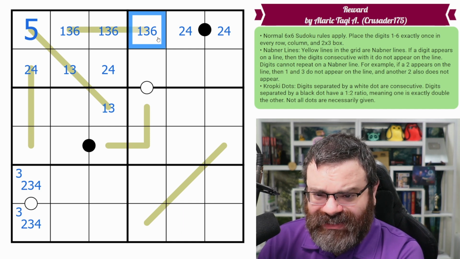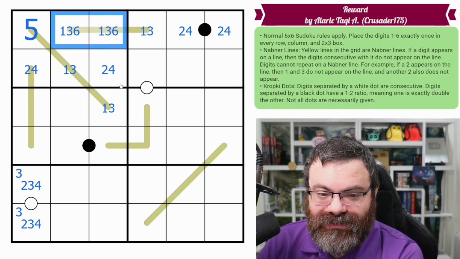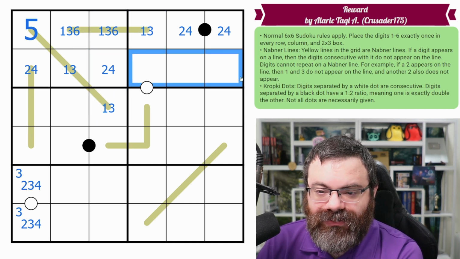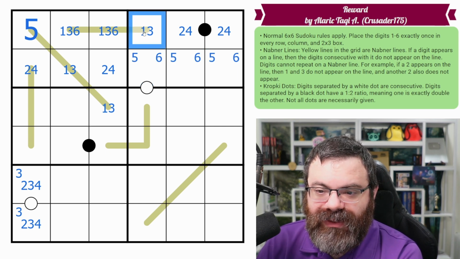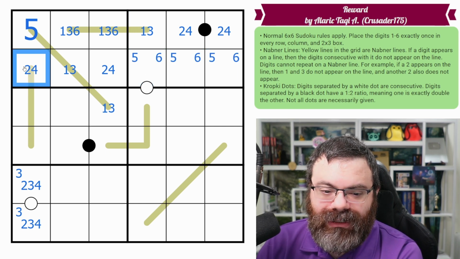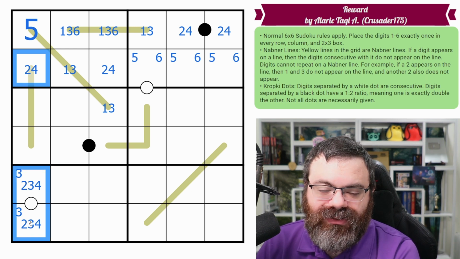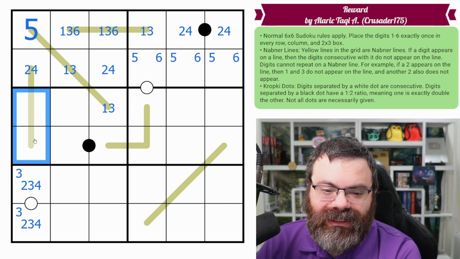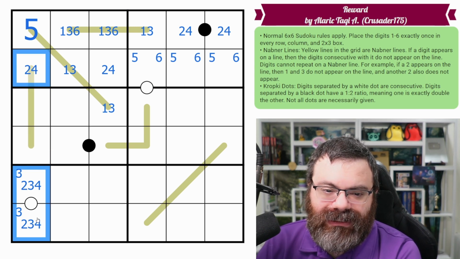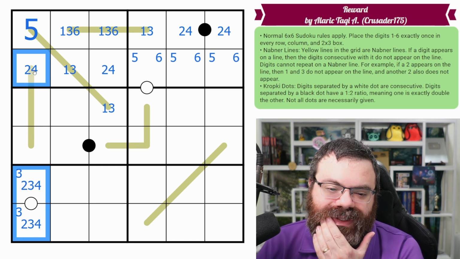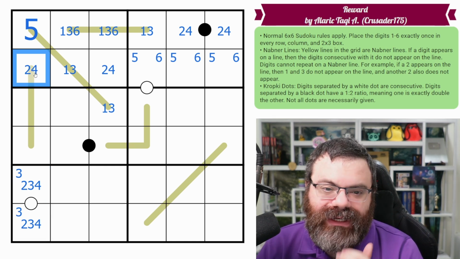So this can't be 6, right? We need a 6 on one of these two. So 5 and 6 do end up down here somewhere, along with the other 1, 3. This is a 2, 3, 4 triple, right? So if you think about it, yeah, okay. So then this has to be the 4, right?